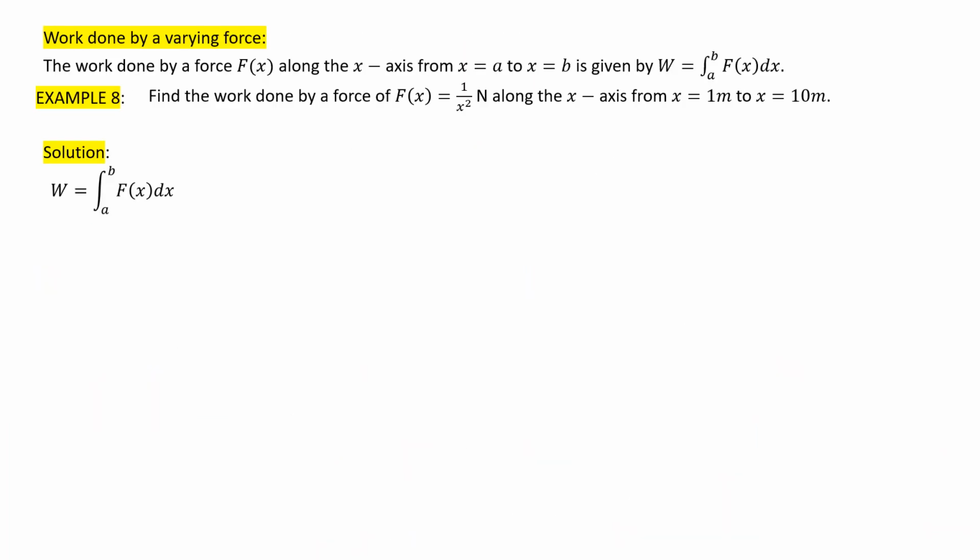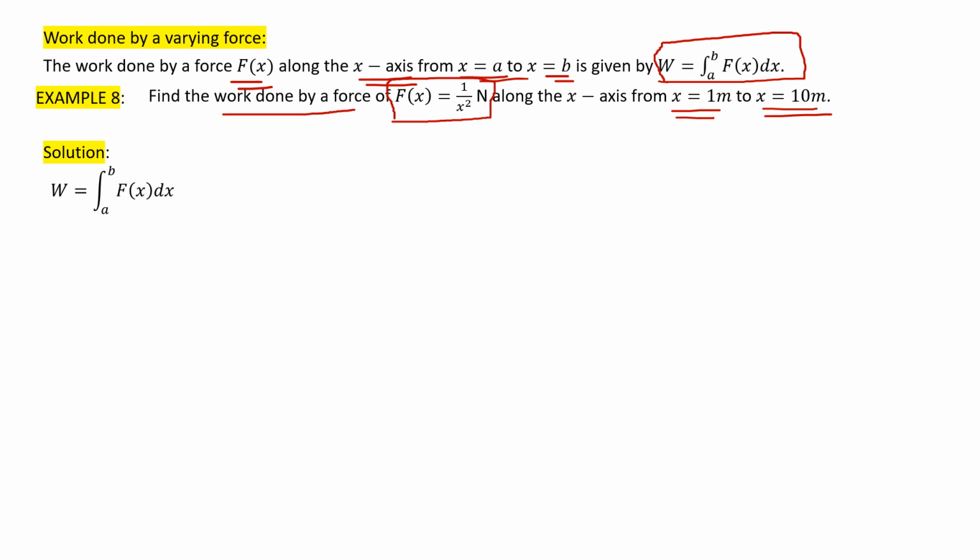The next one, work done by a varying force. Suppose we have a force F of x along the x-axis starting from x equal to a and x equal to b. Then to calculate the work done by the force, we are going to use the formula W equal to integral a to b capital F of x into dx. Let us see one example. Find the work done by a force F of x equal to 1 over x power 2 N. N is nothing but Newton, the unit for the force, along the x-axis from x equal to 1 meter to x equal to 10 meter.